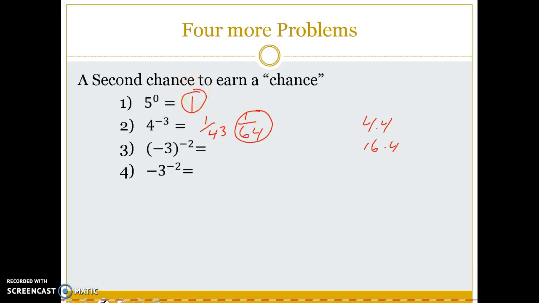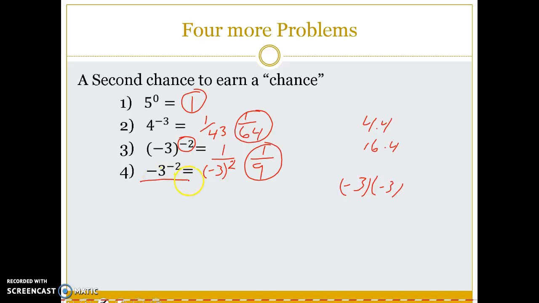Negative 3 to the negative second. Well, again, I want this negative exponent to be positive, so I'm going to write it as 1 over negative 3. That doesn't become positive. That's just the number negative 3 to the positive second. And so this is the same thing as 1 over negative 3 to the positive second, which means we're going to take negative 3 times negative 3. A negative times a negative is a positive 9. And so negative 3 to the negative second is positive 1/9.